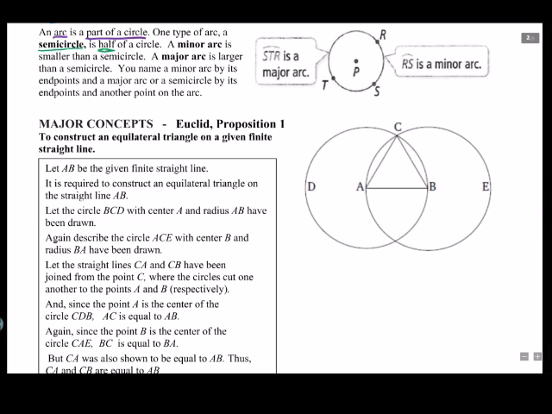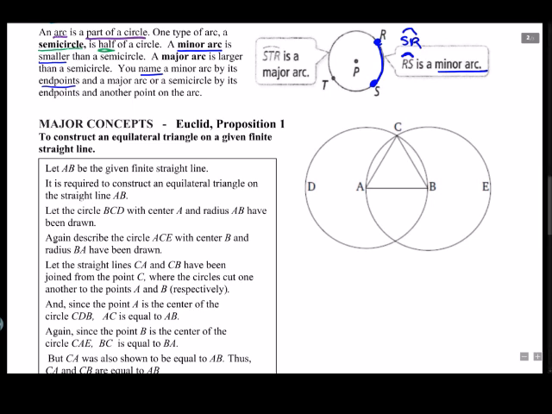First one is a minor arc, and a minor arc is smaller than a semicircle. You name the minor arc by its endpoints. So over here, from R to S is a minor arc, and notice our notation is an arc, just like a segment, only this one's curvy. We could also name this arc SR. Just like segments, they could be named either direction.